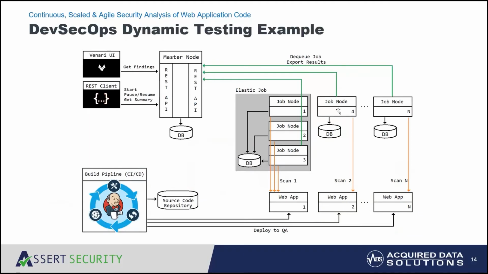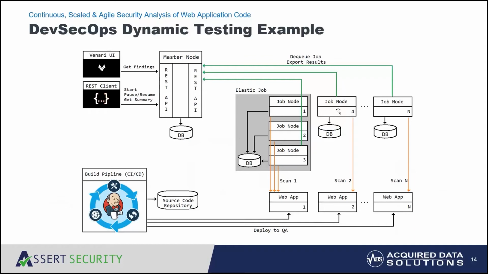So this is a level of detail lower, and note that Jenkins can deploy multiple web applications that need to be tested at the same time. So on the bottom right, we have three web apps being tested. Also note that these scans are performed by the job nodes at the top right. So Jenkins has told the master node to deploy job nodes, and now they're scanning multiple applications at the same time. There's a special case inside the gray box, and this is an Elastic job.